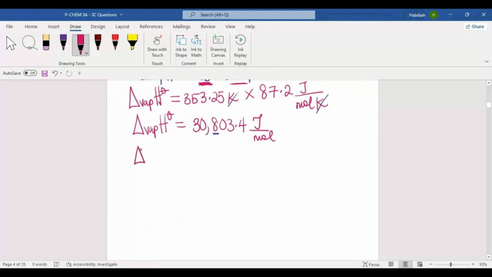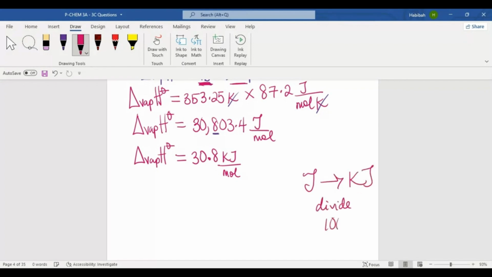So what that would mean is the change in enthalpy of vaporization is now going to be 30.8. Then since we're dealing with kilojoule, that's going to be 30.8 kilojoule per mole. And of course, how you do this is when you're trying to go from joules to kilojoules, you're just going to divide by 1000. So that's basically what I did here. I just divided 30,803.4 by 1,000. When you divide it by 1,000, you have 30.8034. And of course, since we're doing it in three sig figs, we end up with 30.8 kilojoule per mole. So this is basically the answer to this question.